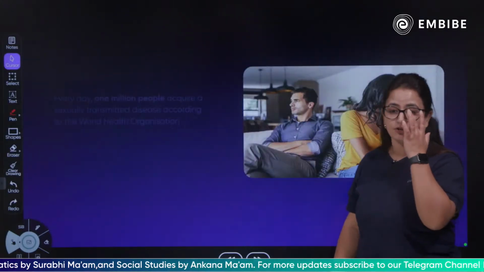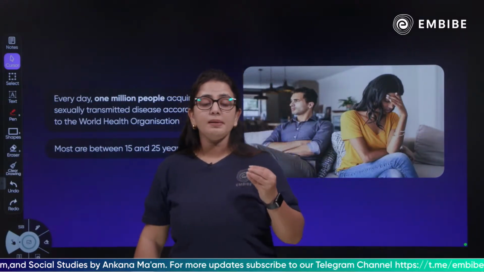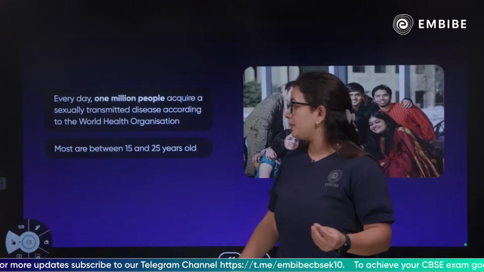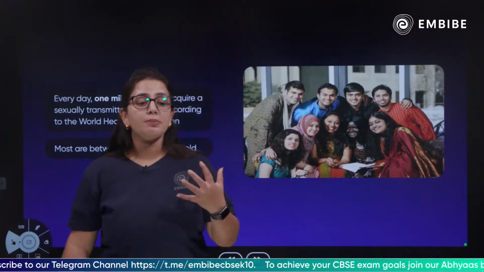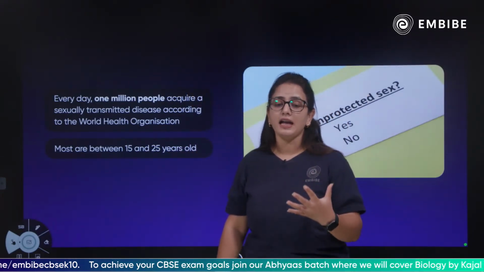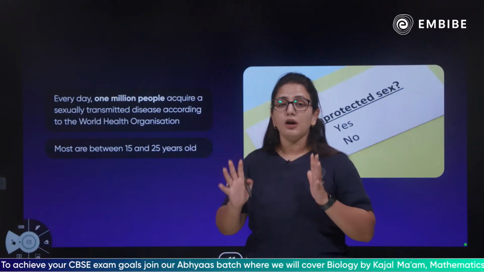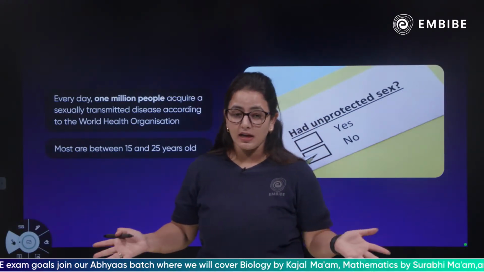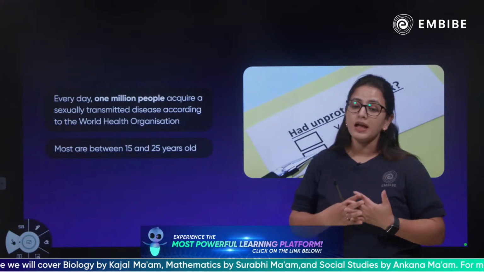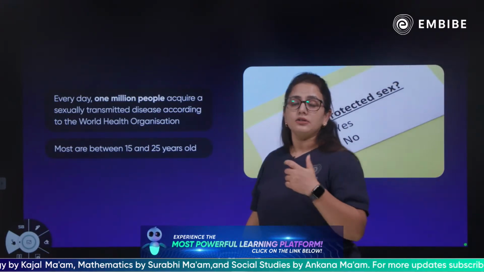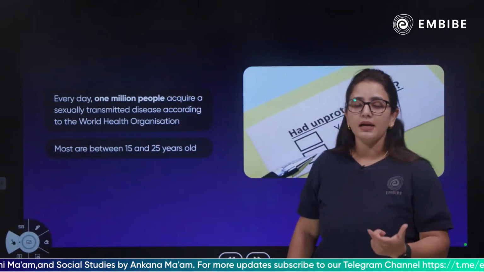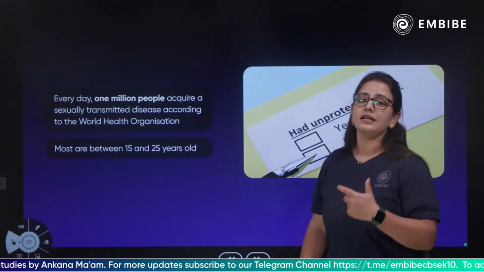Talking about sexually transmitted diseases: according to the World Health Organization, 1 million people acquire sexually transmitted diseases every day, and most of them are between 15 and 25 years old. When the reproductive system is maturing and developing, the contamination is always higher. In the 15 to 25 age group, the chances of sexually transmitted diseases are higher.